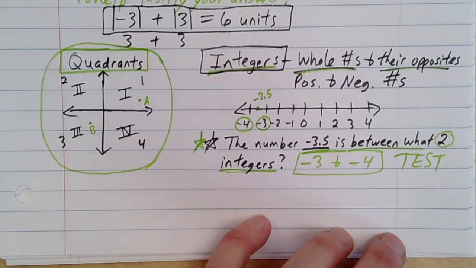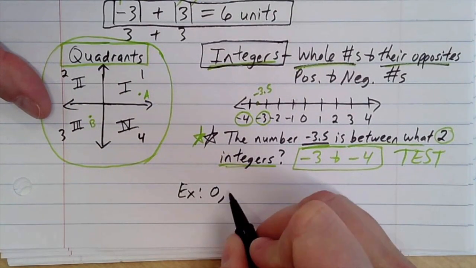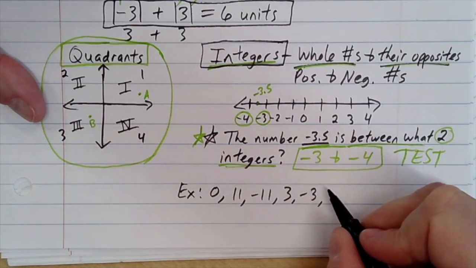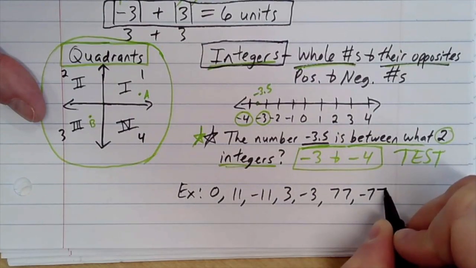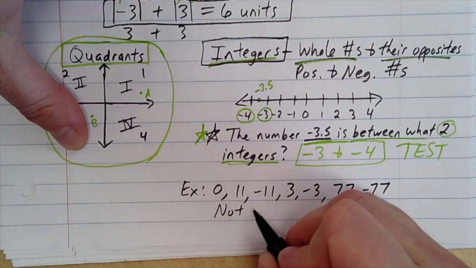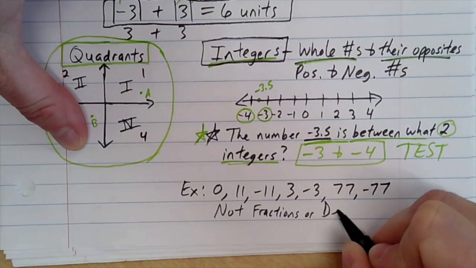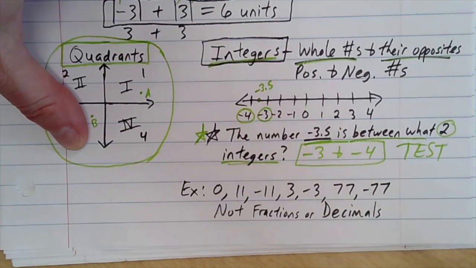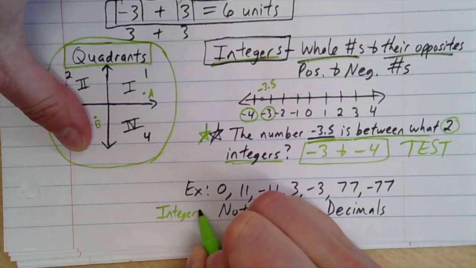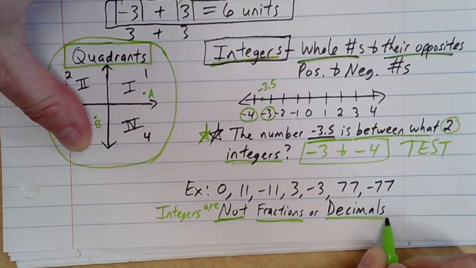Okay, I want to give you examples of integers. Examples of integers include like 0, 11, -11, 3, -3, 77, -77. They are not fractions or decimals. So integers are not fractions or decimals.